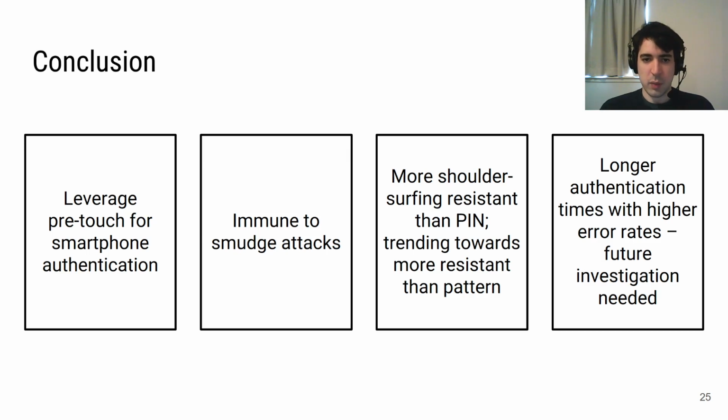In conclusion, we propose the idea of leveraging pre-touch for smartphone authentication. Our 3D pattern technique is completely immune to smudge attacks and is more shoulder surfing resistant than PIN. It's also potentially more shoulder surfing resistant than the conventional pattern lock. However, authentication times are longer with higher error rates, so future investigation is needed to see if this gap can be closed.